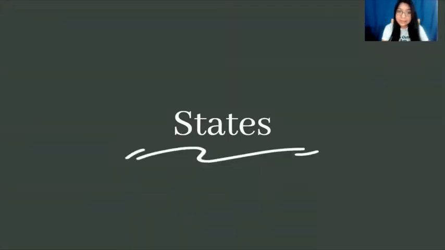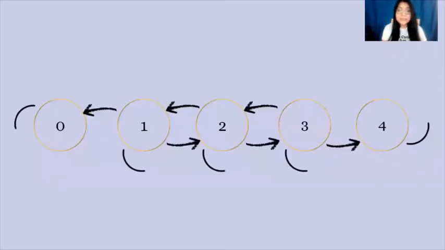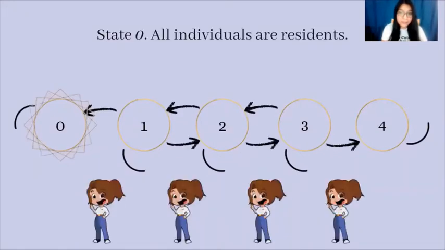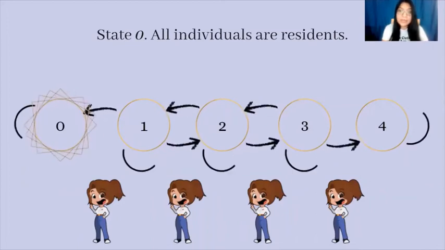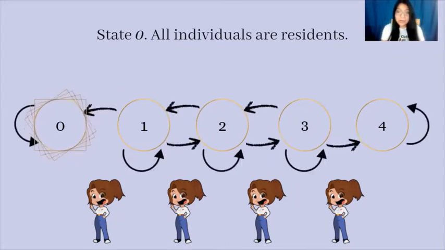These are called states, and this is a states diagram. First, we have state 0. In this state, all individuals are residents. It has no exit arrow because there isn't a way for a mutant to reproduce. They will always be only residents over time.